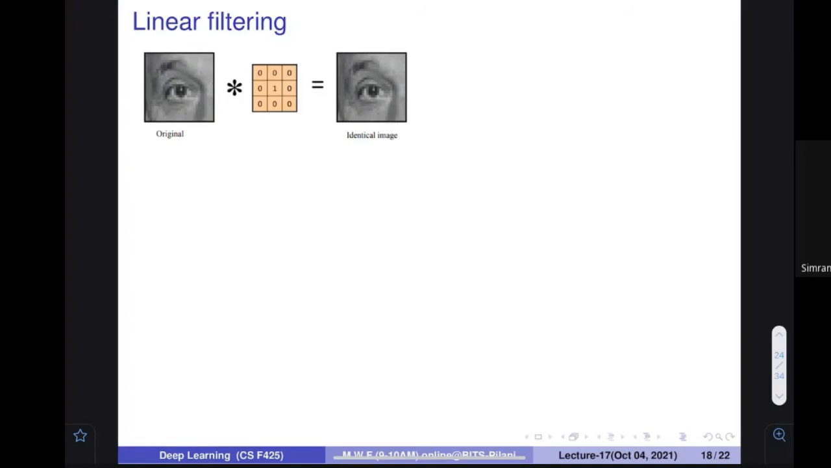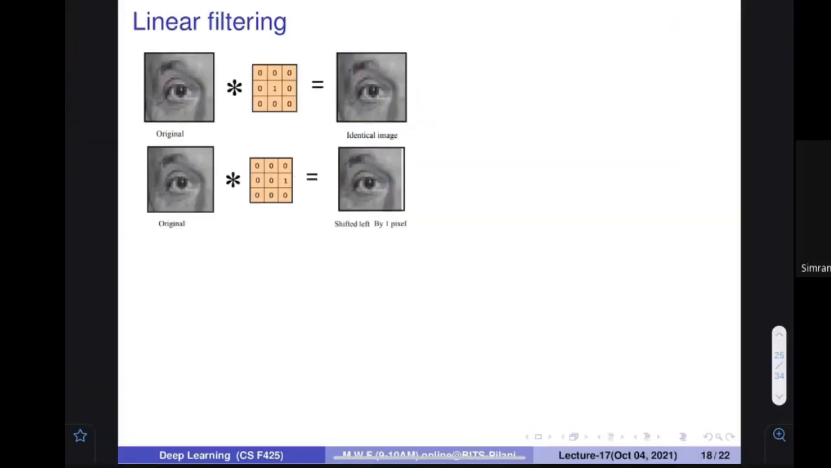Now I'm going to give you another very interesting idea. What is linear filtering? A few minutes back we talked about this. Let's assume this is an image and I have a filter. If I multiply this image with this particular filter, what is going to happen? That is 0, 0, 0, 0, 0, 1, same value, I am going to get the same image. But if I put this 1 over here, all other places 0, what is going to happen?